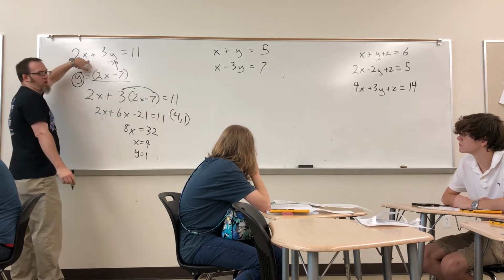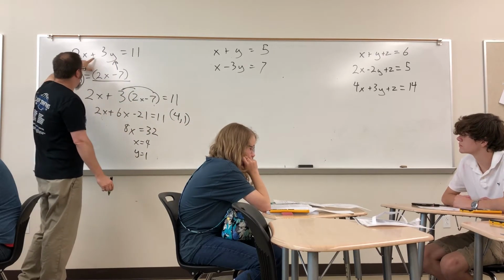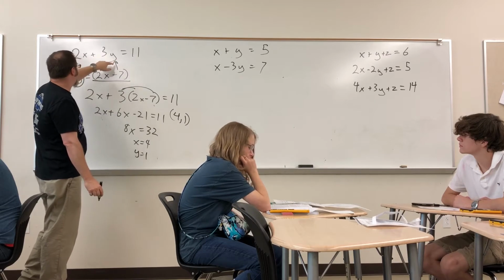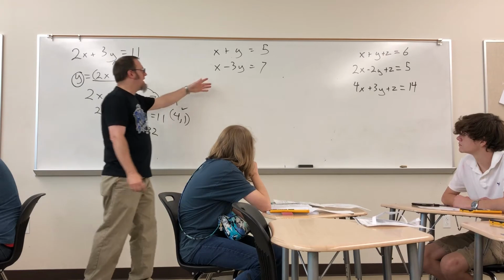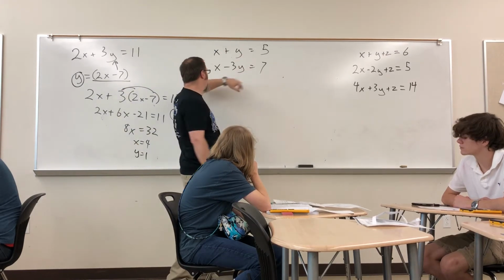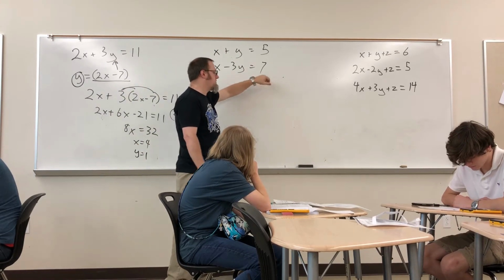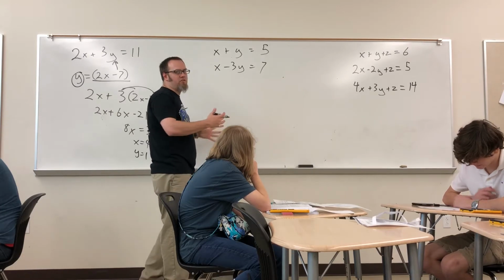I check to make sure it works in the other one. 4 times 2 is 8. 3 times 1 is 3, and 8 plus 3 makes 11, so this is a good answer. On the next one, I've got them set up, x plus y equals 5, and x minus 3y is equal to 7. So this is already set up for elimination.